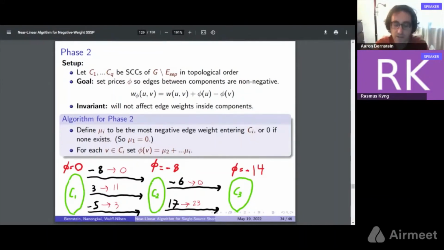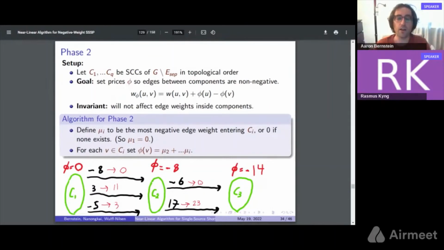Okay, now we go to C3. Again, we want to make sure that all the edges entering C3 become non-negative. And the way to do that is look at the most negative edge weight entering C3. In this case, that's -6, and add it to the price from the previous component. So you had -8 before, you add in -6, you get -14. So now we're going to set all the prices inside C3 to be -14.